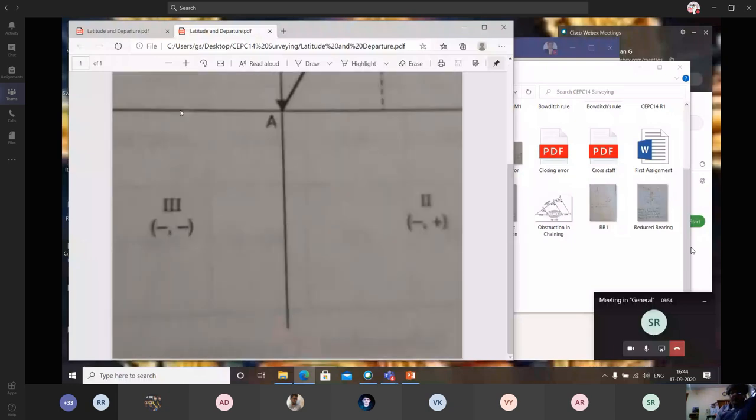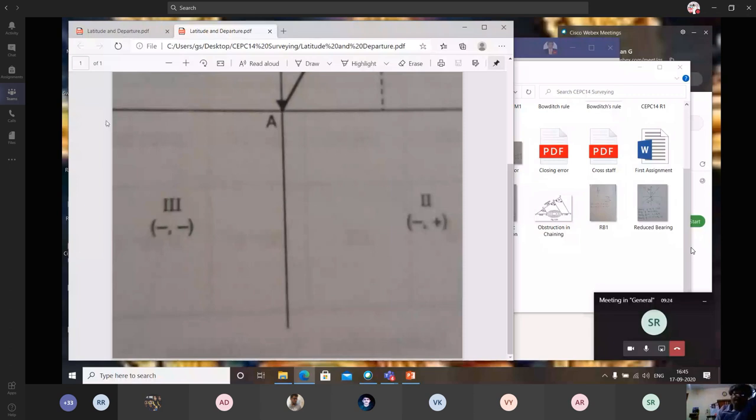Now the same line, suppose it is inclined this way and theta is that. So your latitude is negative and departure is positive. Don't confuse yourself with the latitude of a place. Latitude here is a cos component of the line resolved along the axis. Okay. You get the point?